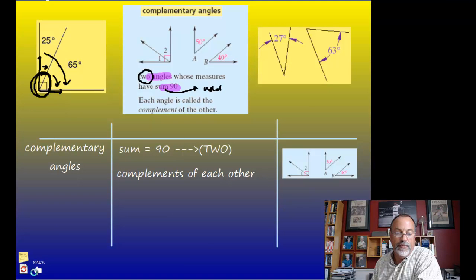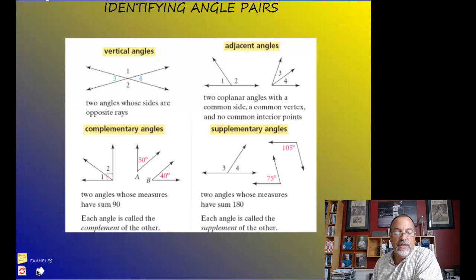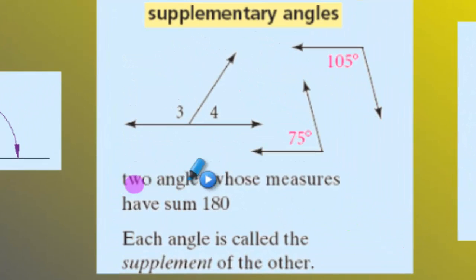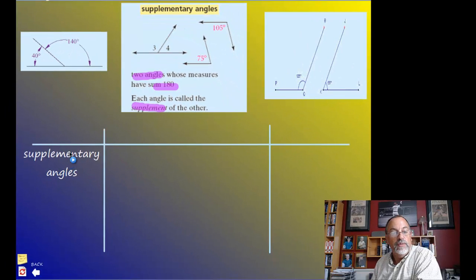Okay, and the last pair of angles that we want to look at are called supplementary angles. Supplementary angles, two angles again. Measures have a sum of 180. So there's that word sum again. That's going to allow us to write a mathematical expression, which again is what geometry is all about. Supplementary angles then again have a sum that equals 180.